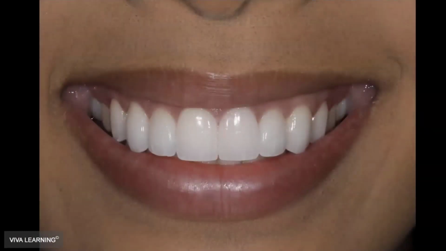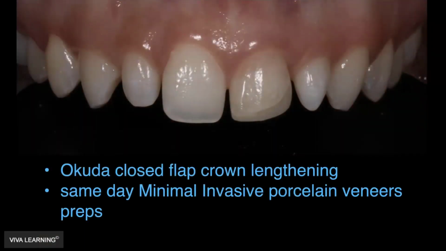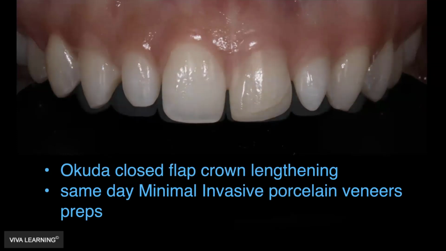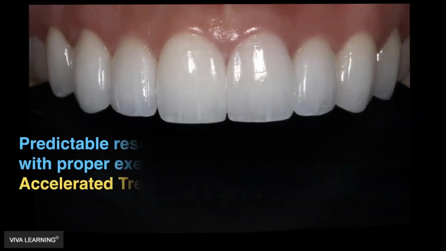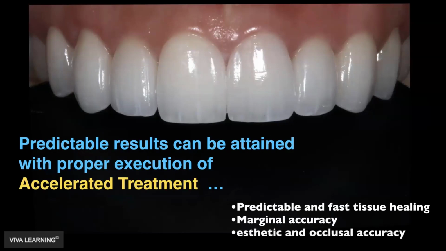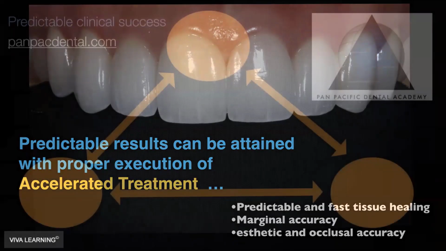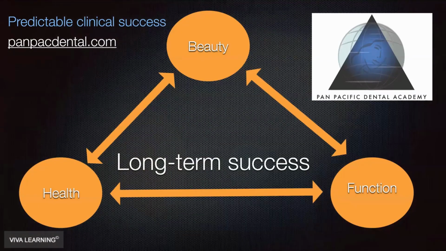You can see how I changed the gummy smile profile through my closed flap techniques, same day preps, as well as same day final impressions, predictable results, margin accuracy because of what we talked about. I'm able to do both surgical as well as the veneer preps the same day. And remember, you want to be always finding balance in all three. Okay, not just looking at beauty dentistry. You want to find balance for long-term success.